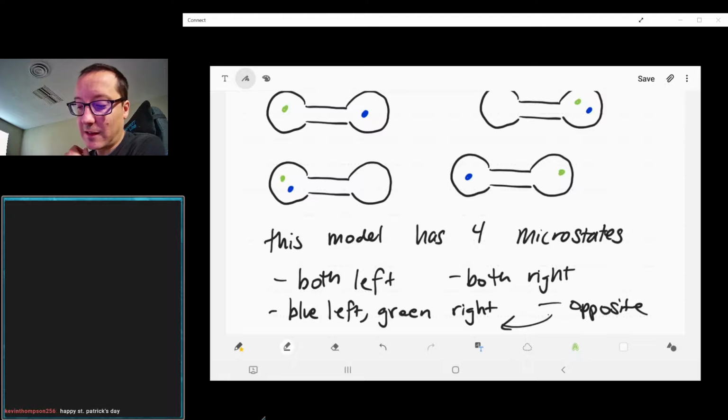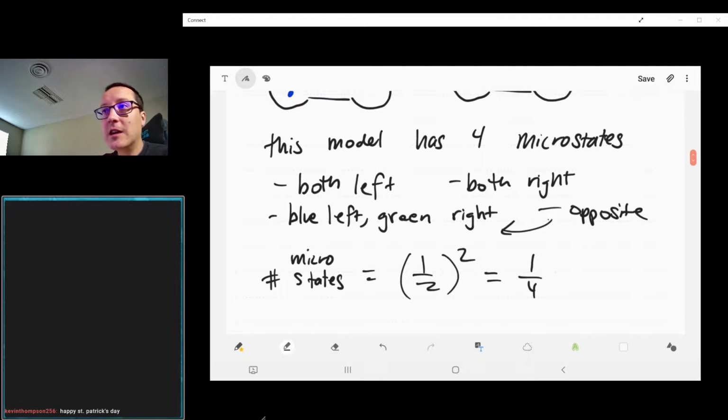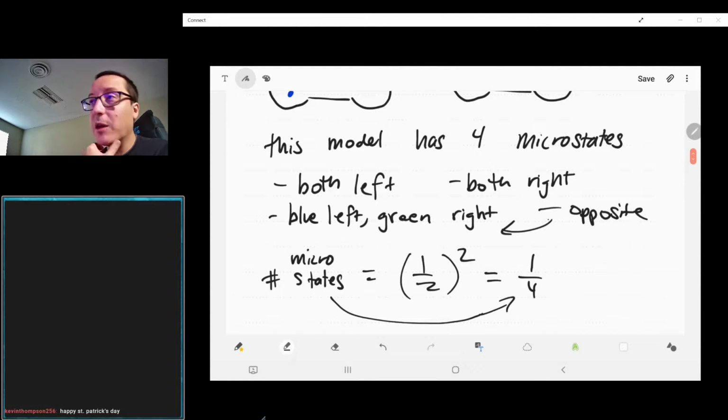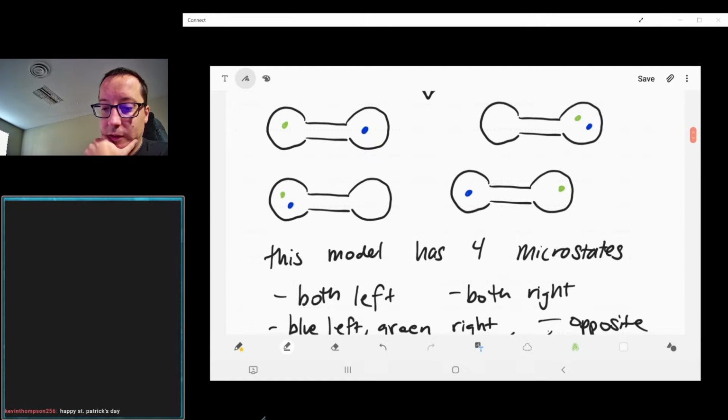And so we can see here that this is just a probability measurement, rather. This is going to be the number of microstates on the bottom. We have four different states happening here. And so this is just with two molecules or two particles.